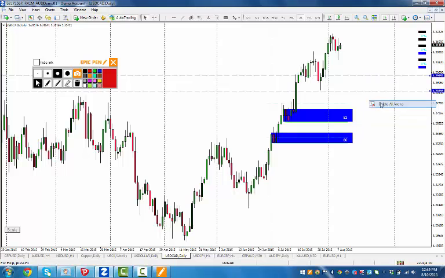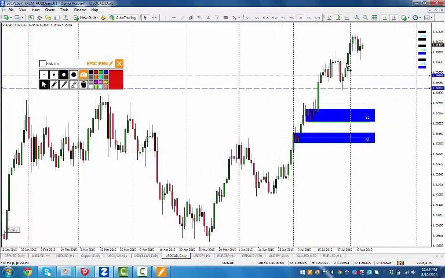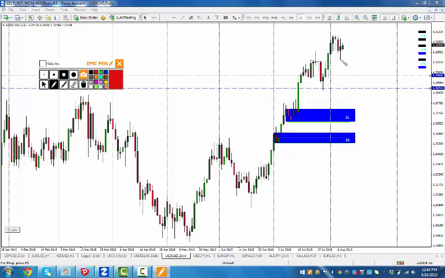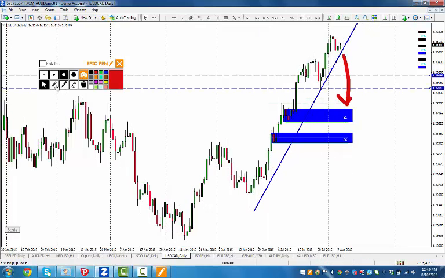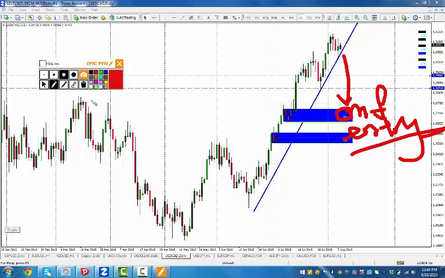When the price drops down to this demand, a trend line would have been removed, right? You can see the trend line would have been removed. Therefore, we have to use a confirmation entry in the lower time frame. Okay, so that's the dollar CAD.